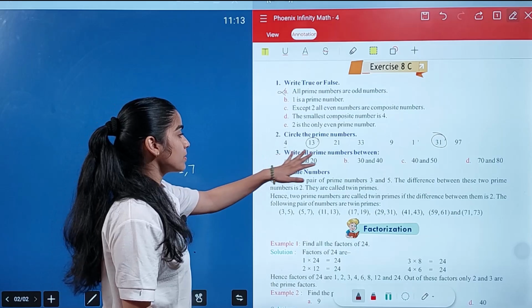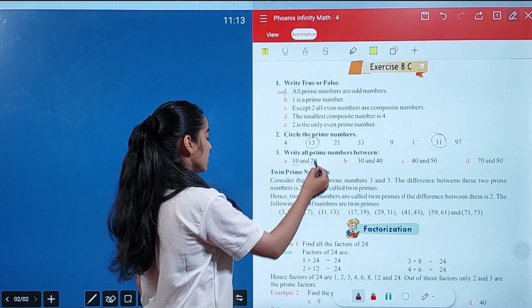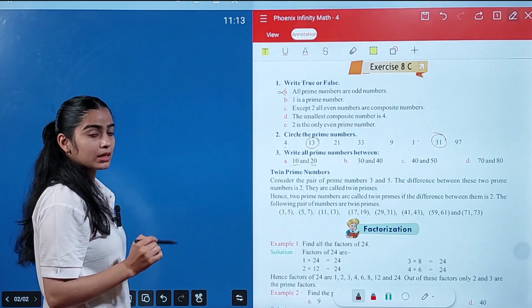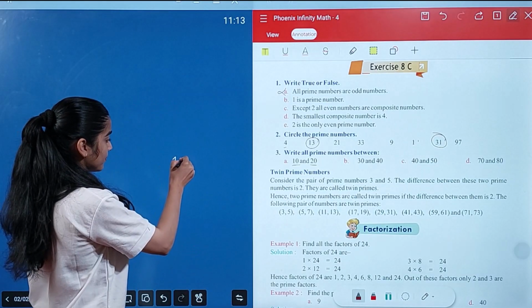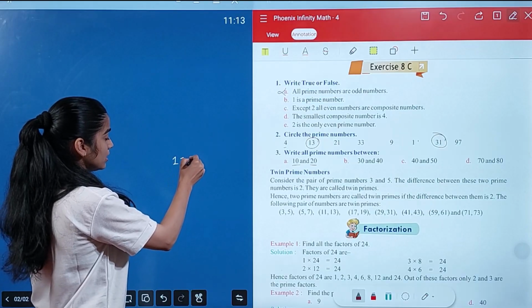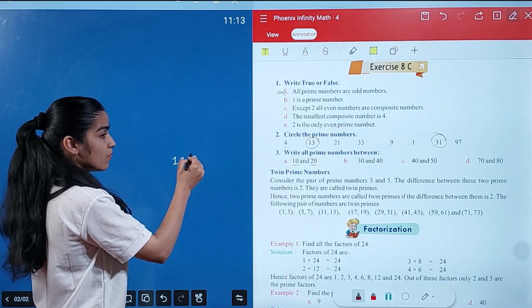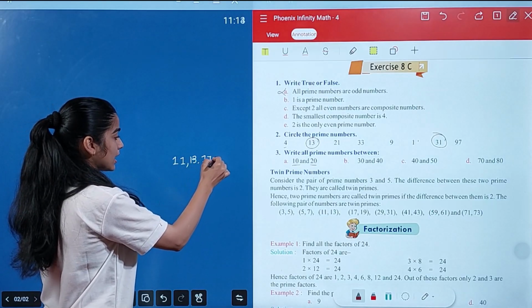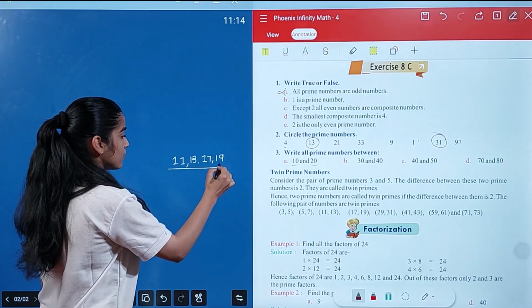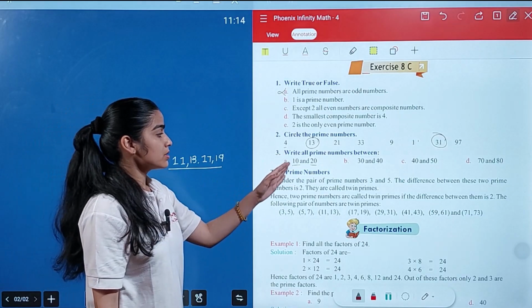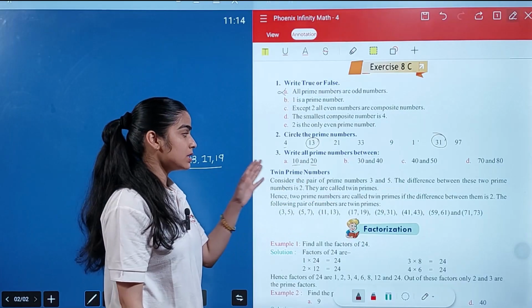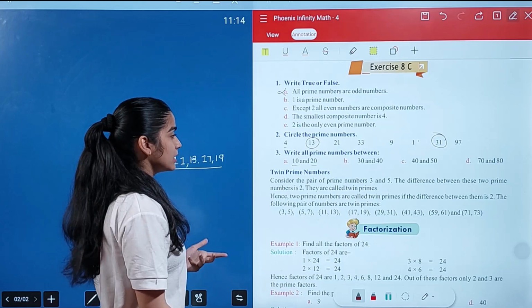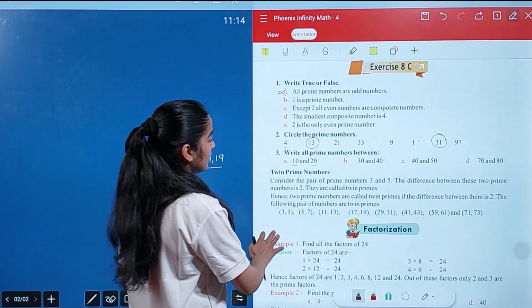Now write all prime numbers between 10 and 20. For this, you can simply write: 10, it's not a prime number. 11, it is a prime number. 12, it's not. 13, yes. 14, no. 15, no. 16, no. 17, yes. And 19, yes. So these are the 4 prime numbers between 10 and 20. In such a way you can solve and find the rest of the prime numbers between 30 and 40, 40 and 50, and 70 and 80.